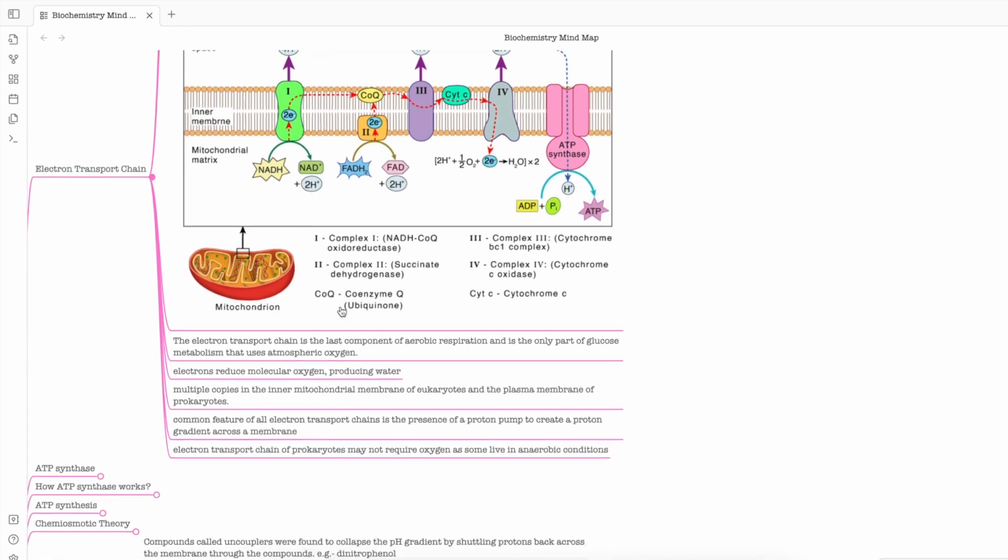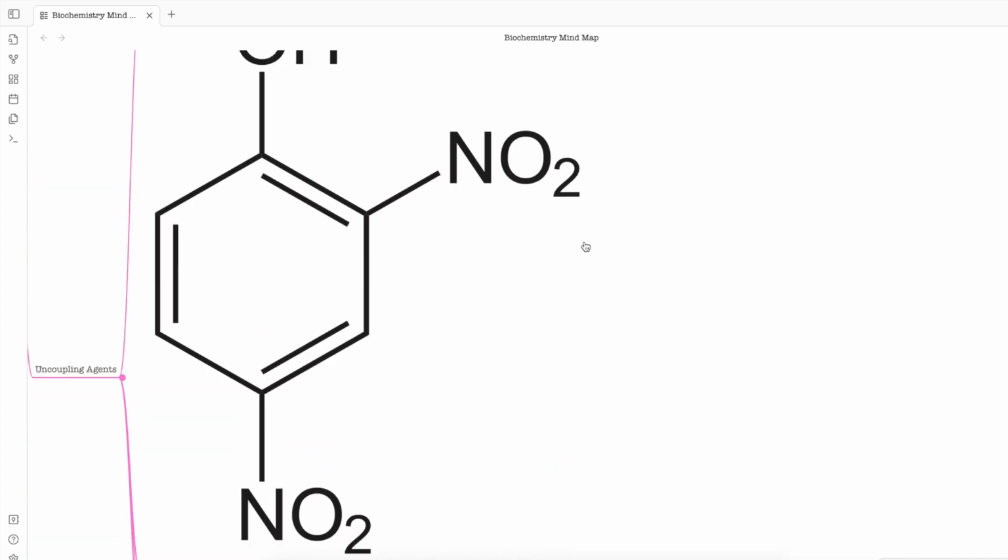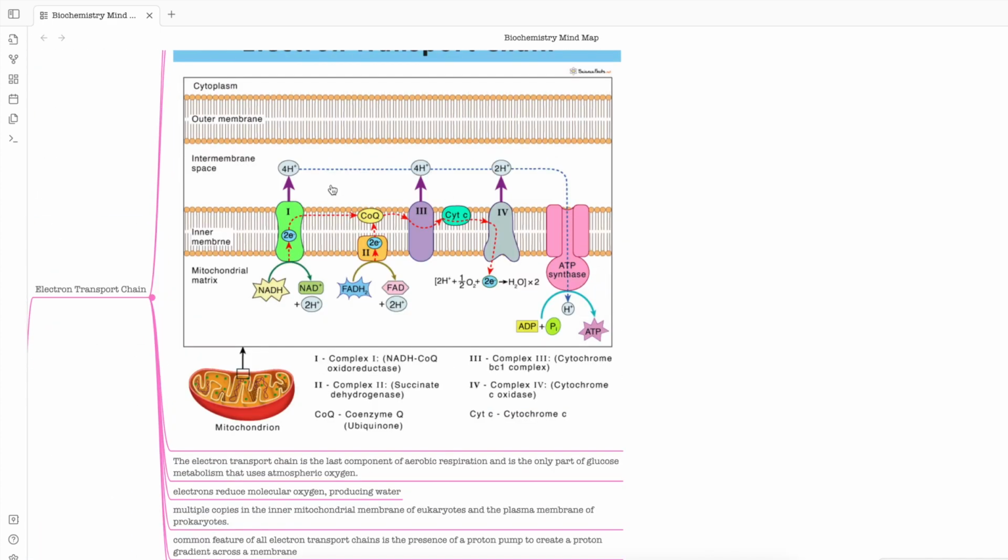So whenever it is present in the mitochondrial matrix, it will be deprotonated. And whenever it is present in the intermembrane space, it will get protonated. Okay, so it is protonated in the intermembrane space and deprotonated on the matrix. So let's say there is a dinitrophenol in the intermembrane space, and it gets protonated. That means it will use these H plus ions to get protonated. So this H plus gradient will be less, and ultimately there will be no H plus gradient.